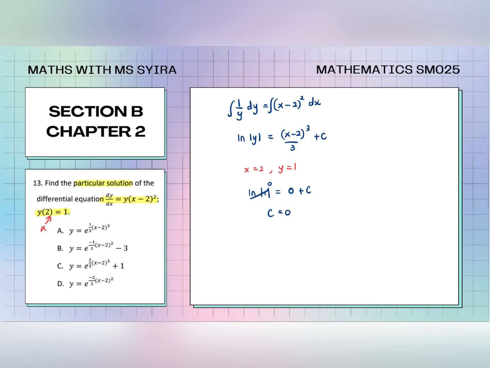Okay, so we have here ln y equals x minus 2 cubed over 3. We only need to move the ln. Okay, the ln we bring to the right, it will be y equals e to the power of 1 over 3 x minus 2 cubed. So this should be our final answer. So which one is our answer? The answer should be A.